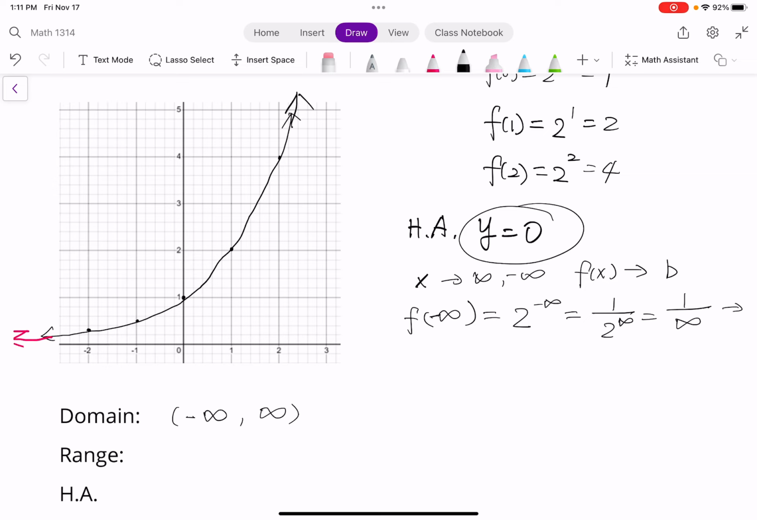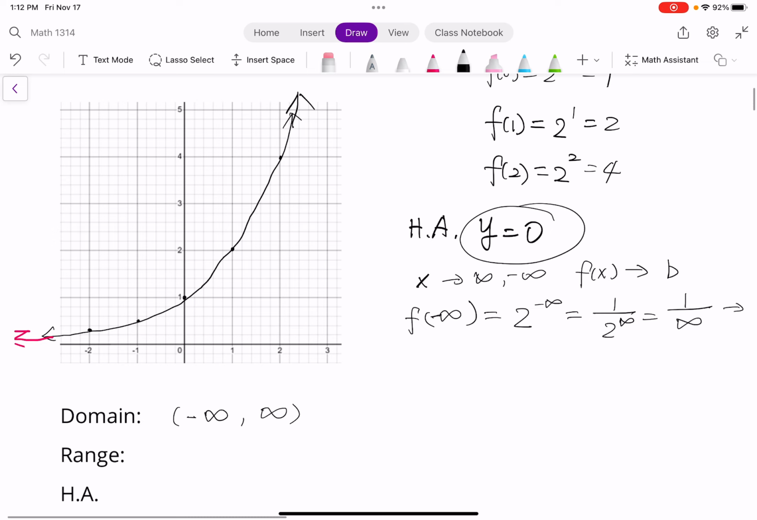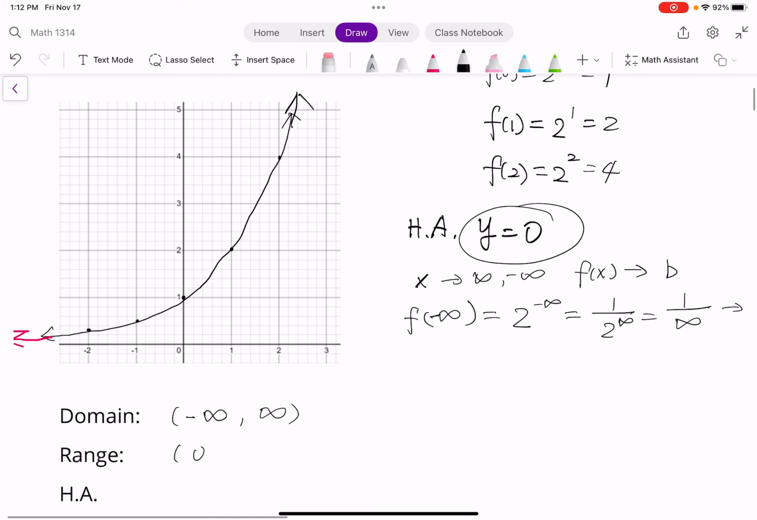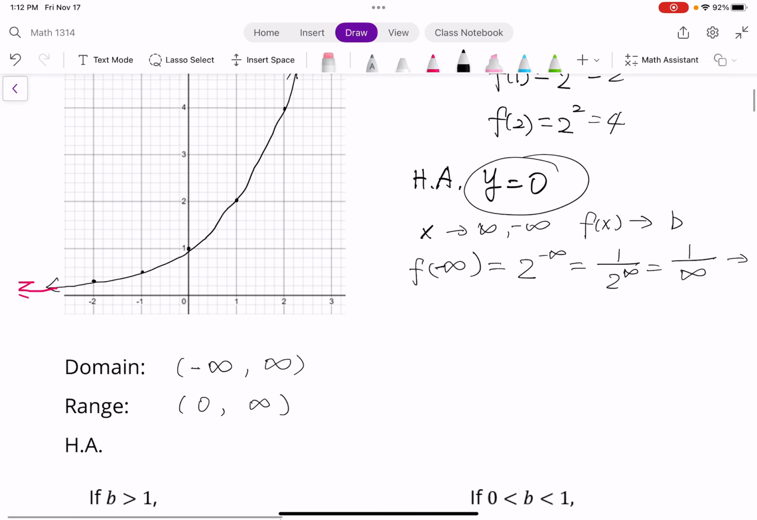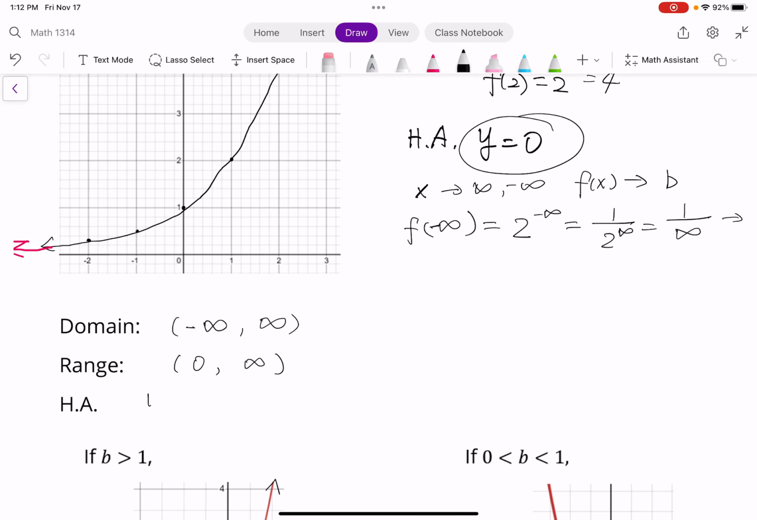How about the range? Range means all the y values. Where is the lowest point? There is a point getting close to the horizontal asymptote. So the smallest y value approaches 0. It's not equal to 0. And then it goes all the way up on the right-hand side. So the range is from 0 to infinity. And the horizontal asymptote, we talked about this, is y equals 0.